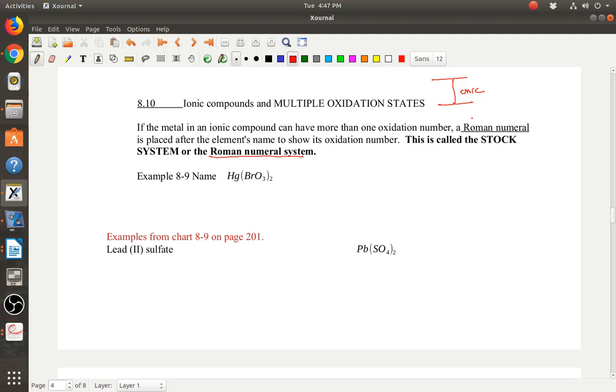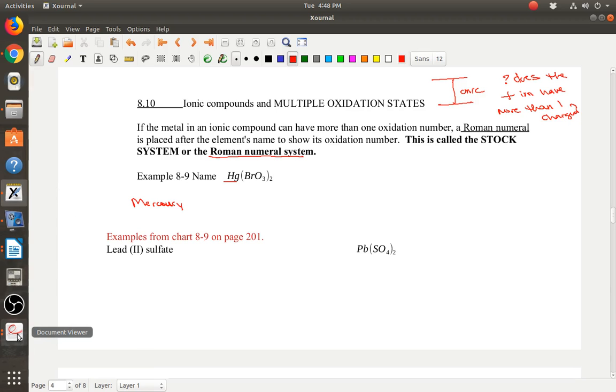Okay? So you need to check, does the cation have more than one possible charge? So the question is always going to be, does the positive ion have more than one possible charge? We look on the oxidation chart to figure that out, and then we use the Roman numerals. So I look, this is Hg, which is mercury. I just write the word mercury, just like I've been doing before.